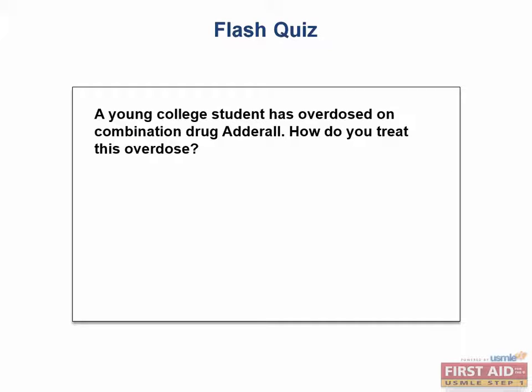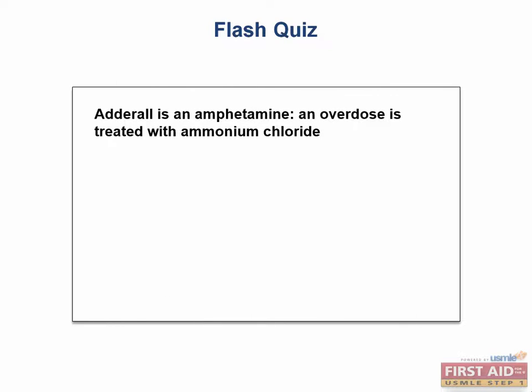Let's do a flash quiz to see how the concept of urine pH and drug elimination could appear on the USMLE. We have a young college student who has overdosed on a combination drug Adderall. How do you treat this overdose? Here, I'll help you out. Adderall is a stimulant drug that is an amphetamine. So like I said on the previous slide, amphetamines are a weak base and an overdose is going to be treated with ammonium chloride.